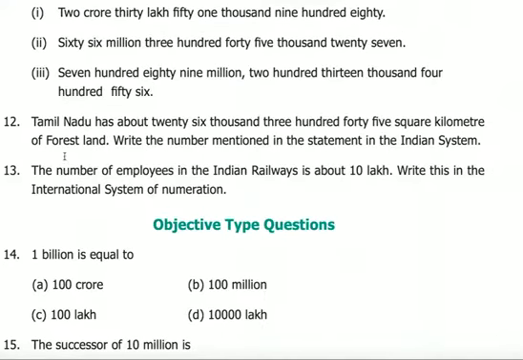26,345 square kilometer of forest land. Write the number mentioned in the statement in the Indian system. That also you do. The number of employees in the Indian Railways is about 10 lakh. Write this in the international system of numeration. 10 lakh is 1 million, right? So 1 million.